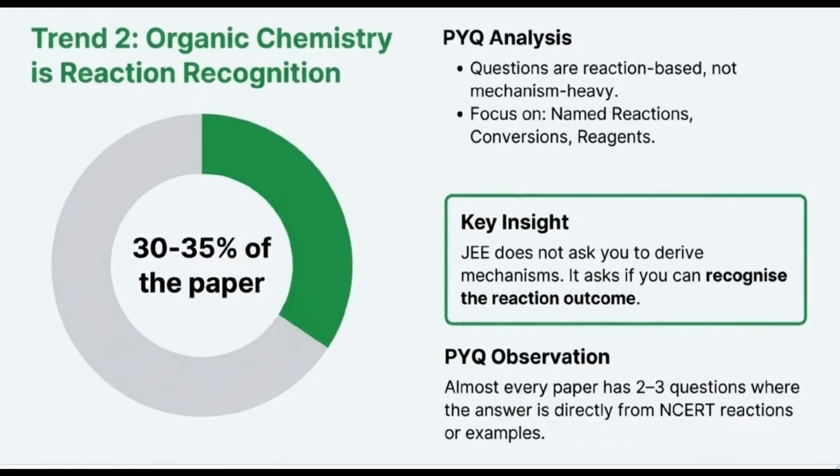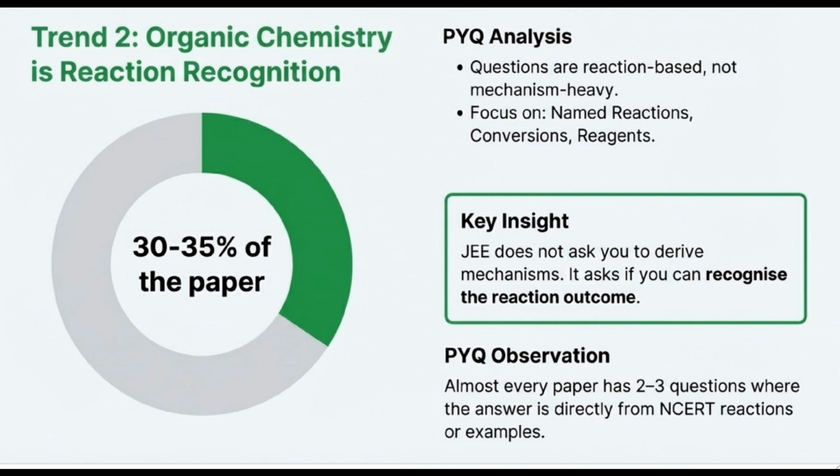The second trend is in organic chemistry, that is reaction recognition. Questions are reaction based, not mechanism heavy. These are MCQs, not descriptive type, so don't go beyond the mechanisms. Try to understand how the products are formed. Focus on named reactions, conversions, and reagents mainly. JEE does not ask you to derive the mechanism in the exam.